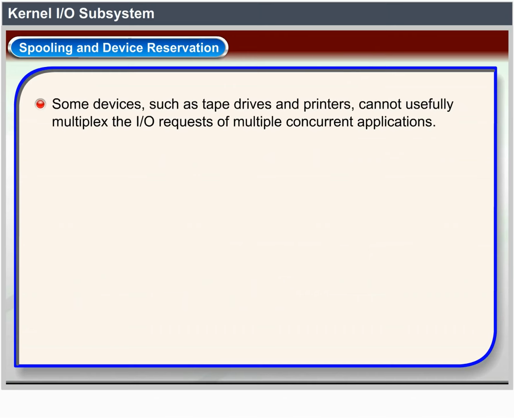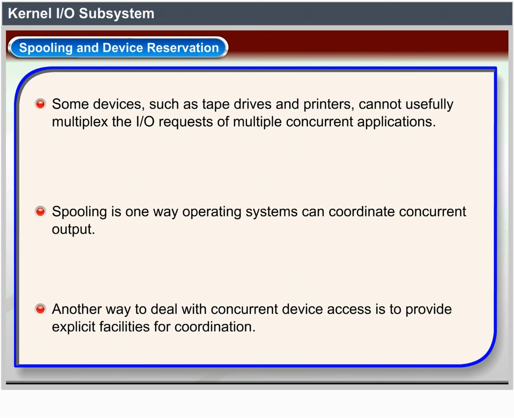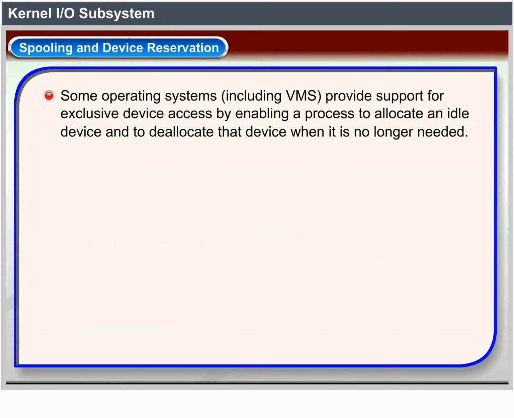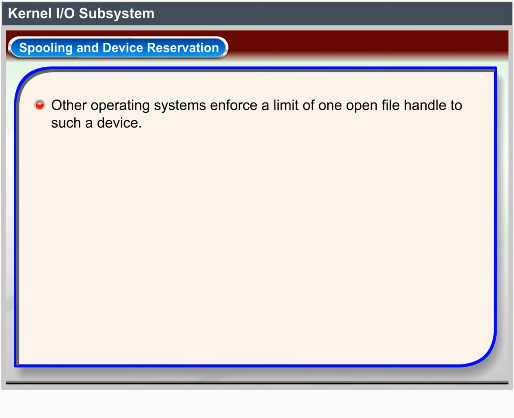Spooling is one way operating systems can coordinate concurrent output. Another way to deal with concurrent device access is to provide explicit facilities for coordination. Some operating systems, including VMS, provide support for exclusive device access by enabling a process to allocate an idle device and to deallocate that device when it is no longer needed. Other operating systems enforce a limit of one open file handle to such a device. Many operating systems provide functions that enable processes to coordinate exclusive access among themselves.